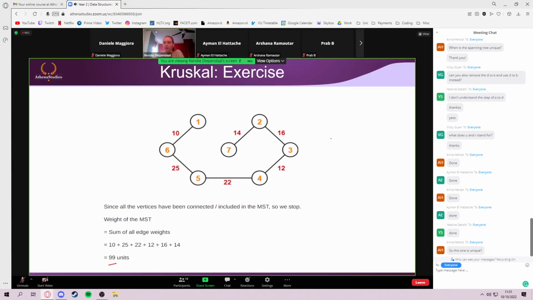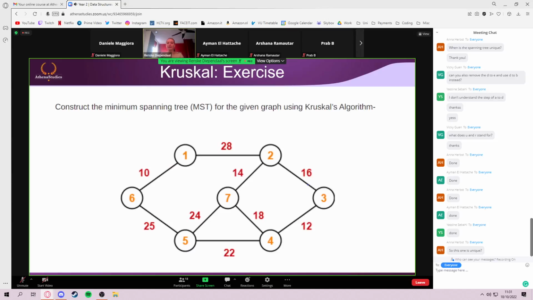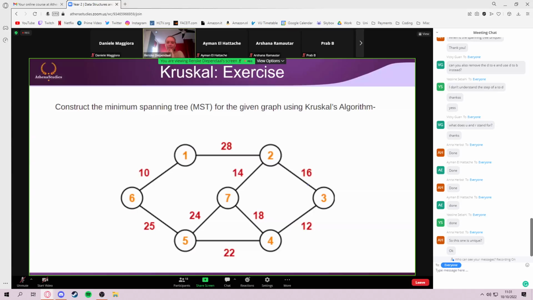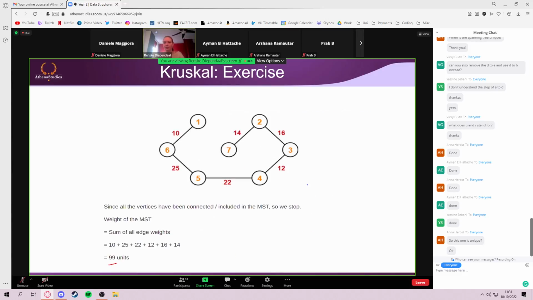If you want me to go through it, let me know. So this one is unique. If you follow Kruskal's algorithm, there should not be a different way to do this, because you always start with the smallest edge and you move on to the next smallest edge, but there's not any point at which you can choose different edges. All right, any more questions?